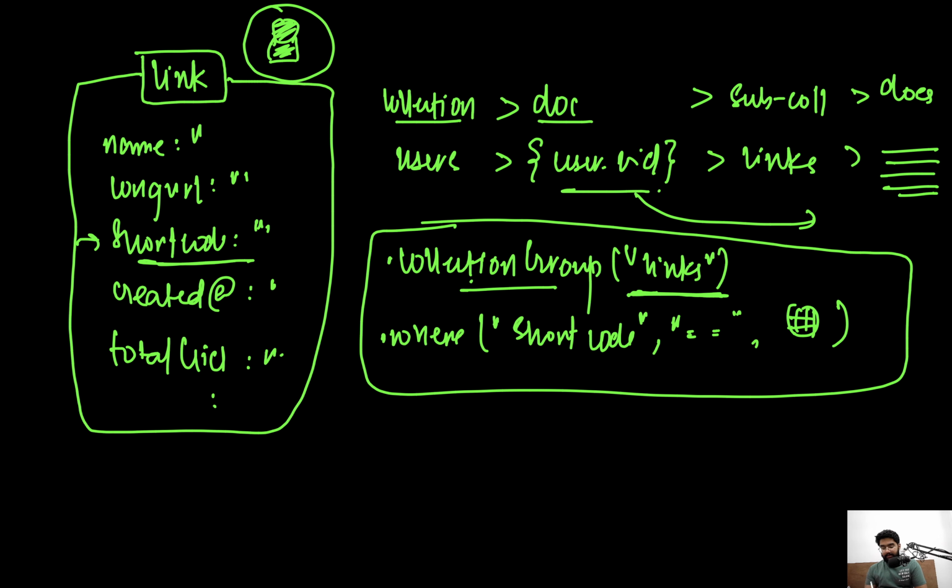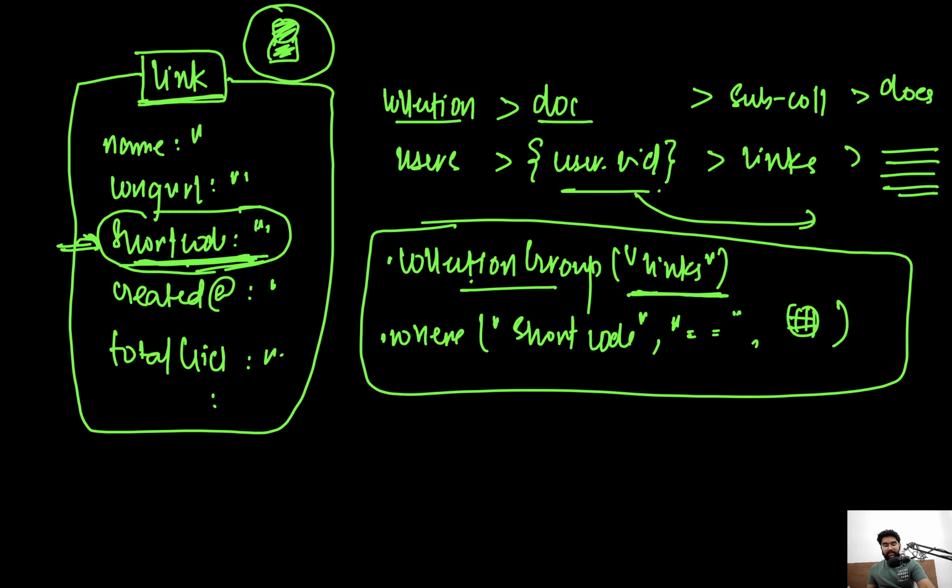The thing is that if this document is being created from the client side, from the user's end, it is possible that the user may modify the request and pass in their own shortcode, which can be the same one as that of another link. And obviously we don't want that. We don't want two links to have the same shortcode. That's kind of an odd behavior. So we'll have to ensure that the shortcode is always unique.